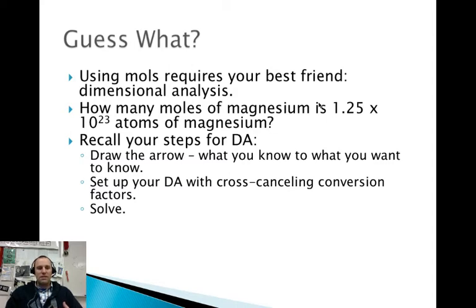Let's recall the steps. Draw what you know. Okay, write what you know to what you want to know. You set up your dimensional analysis, canceling out what you want to cancel out to get to the unit that you want to get to, and then you multiply through and solve.